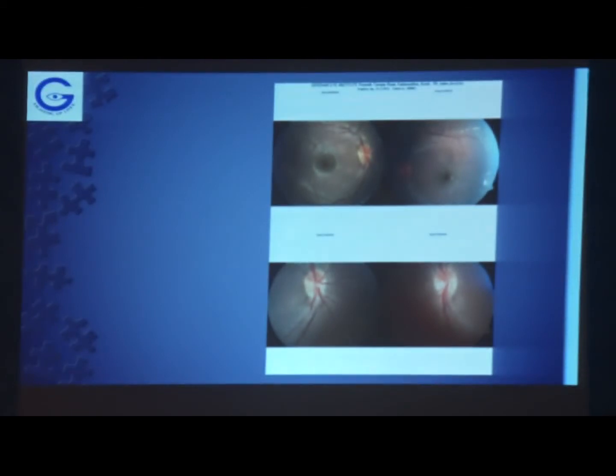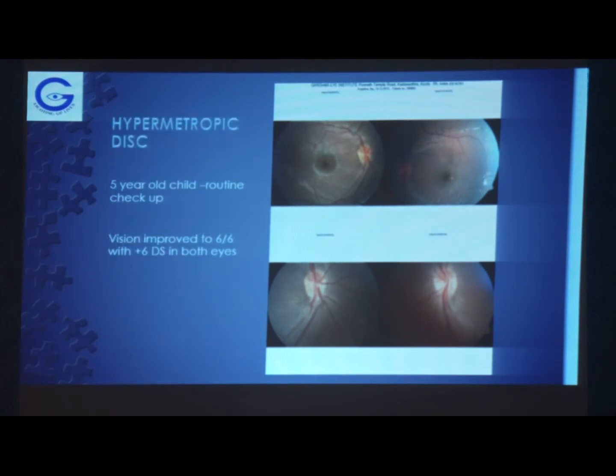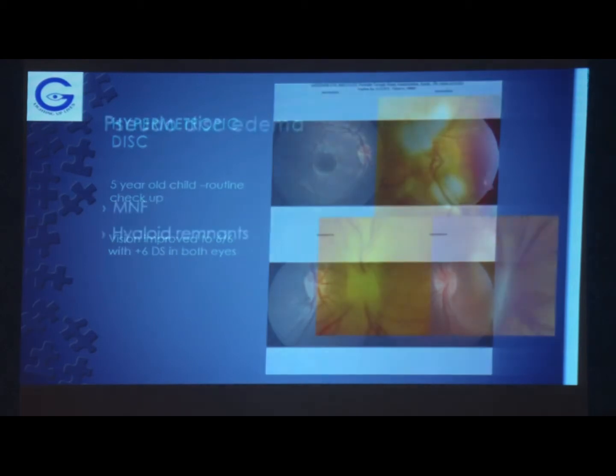Now, what is this? Bilateral blurring of disc margins. This is a 5-year-old child who came to us for a routine checkup, and her refraction was +6 dioptric sphere both eyes, and improved to 6/6. So this is a hypermetropic disc, which is again a pseudo disc, DD of pseudo disc edema.